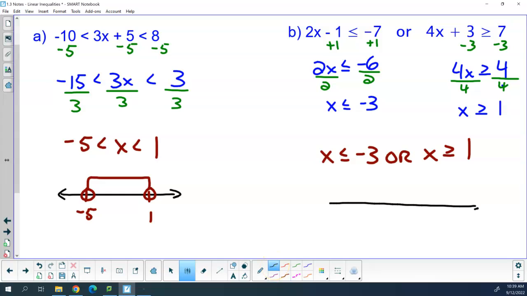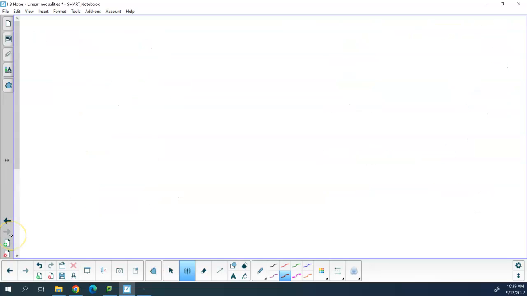And then that is RTBing, filled in dot that way, filled in dot that way, and there we go. Questions on that? That's all I got for today.